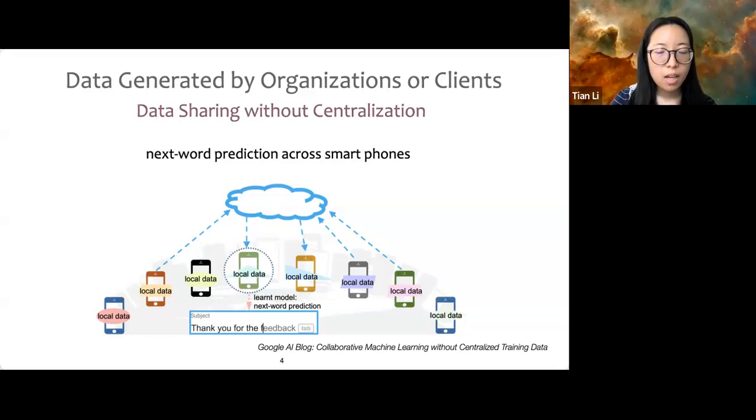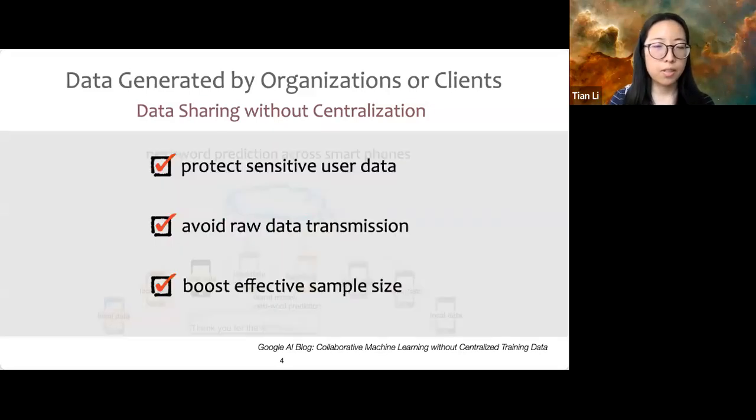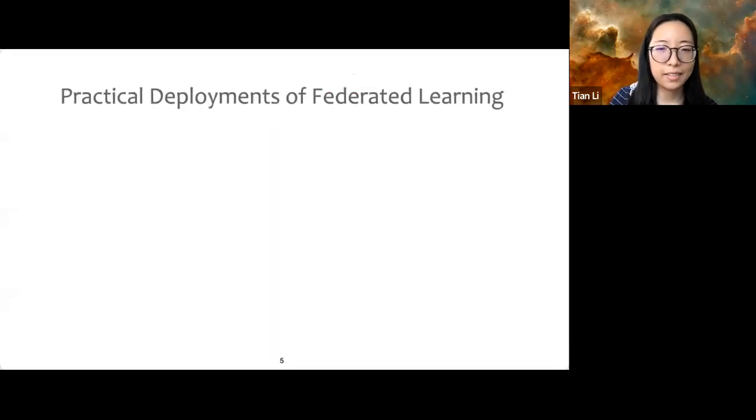So it's important to enable access to such large amounts of data without moving all of it to one central location. Learning across networks of decentralized data while keeping it all local is very important because it can protect sensitive user data and data ownership. You can also avoid expensive or even sometimes prohibited raw data transmission, and boost the effective sample size by collaboration. So one critical framework that supports data sharing is federated learning.